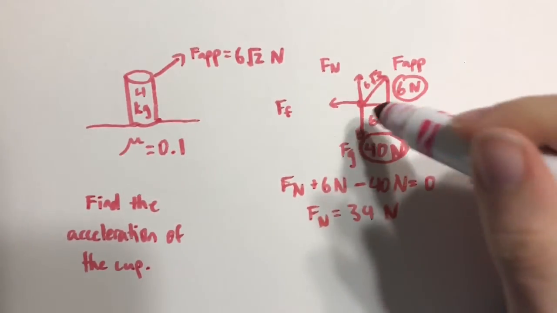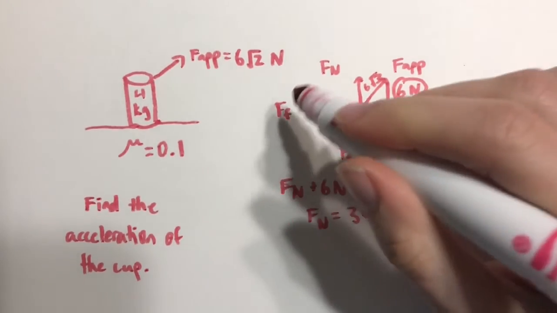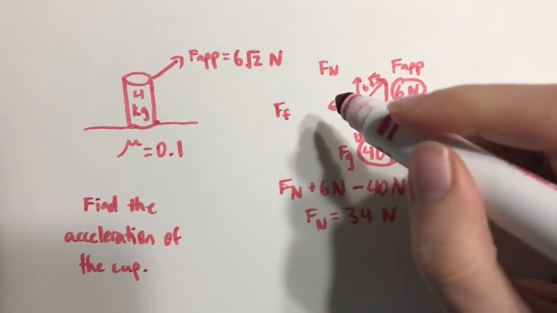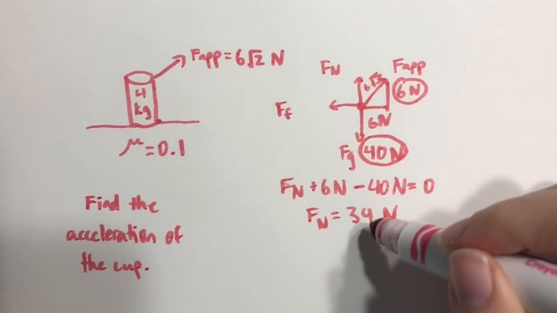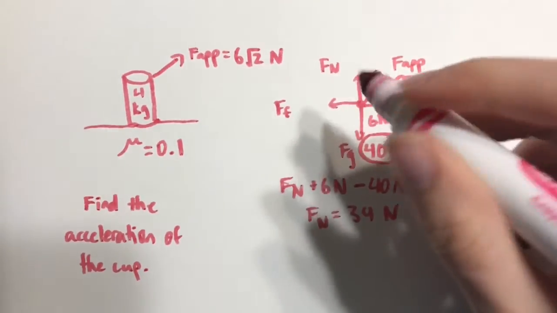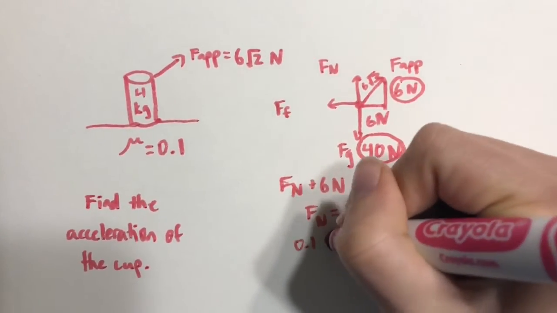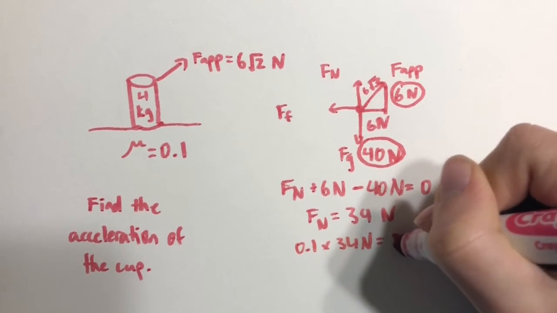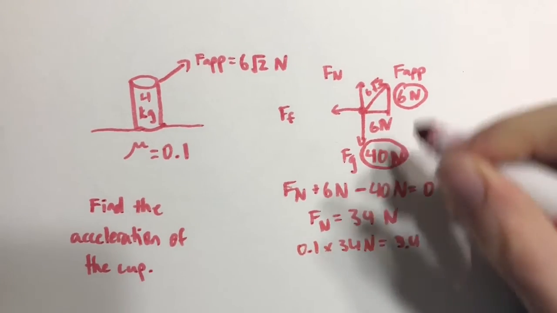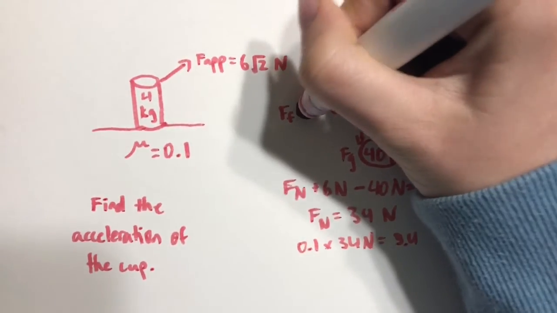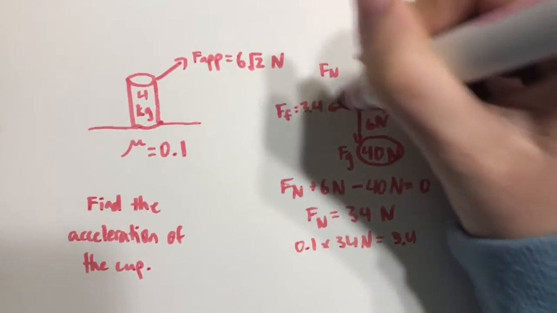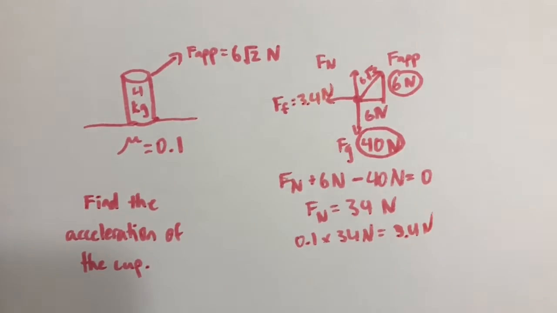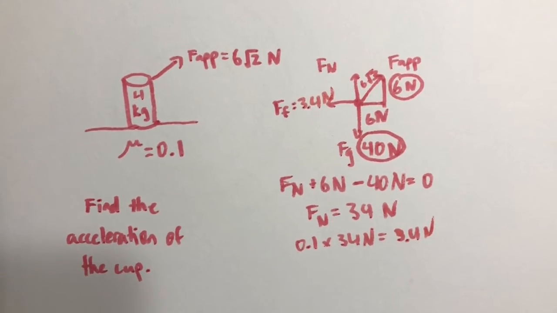And then we can use this normal force to find the force of friction, because the force of friction is equal to mu times normal force. And so if we multiply 0.1 by 34 newtons, we get 3.4. And so our friction force is going to be equal to 3.4 newtons. Newtons for both. All right.